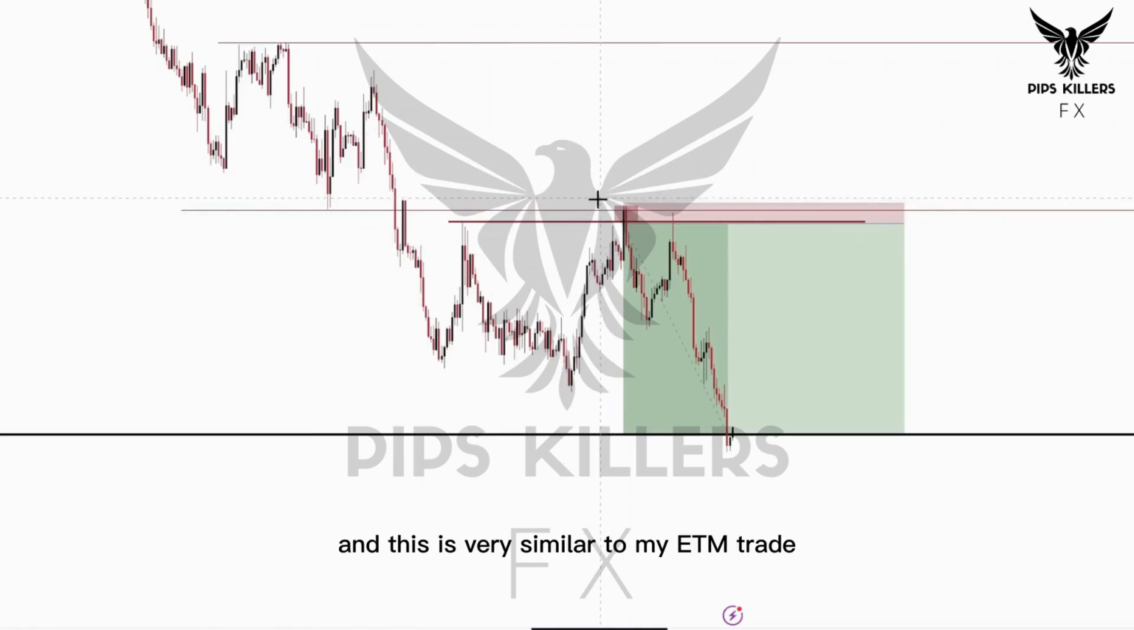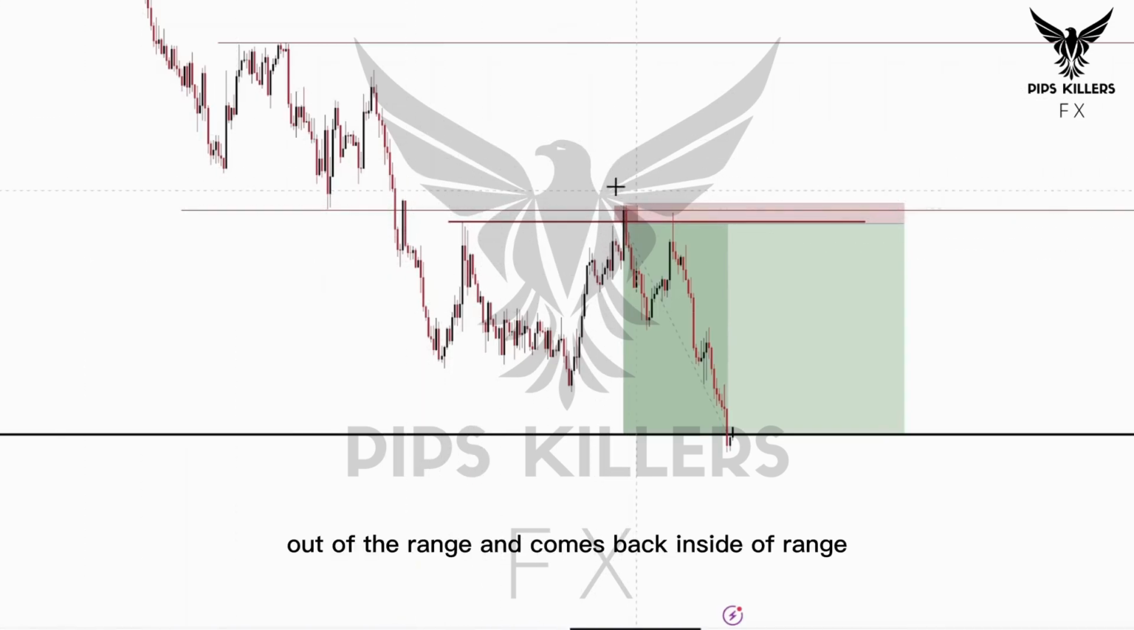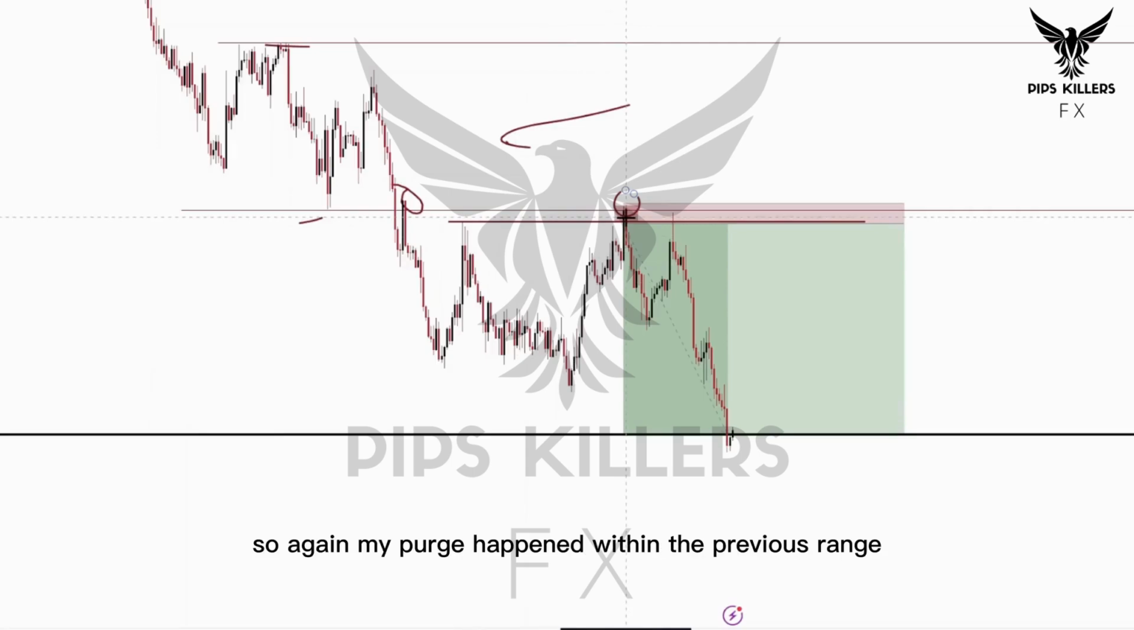This is very similar to my ETM trade, my signature trade. When price comes out of the range, it comes back inside of the range, and that's where the purge occurs. So this was our previous range, right? This was the high, this was the low, and when price broke structure, it did retest it here, but then continued lower. But when this purge occurred, it came back into the previous range. So that was the second clue. Again, my purge happened within the previous range.